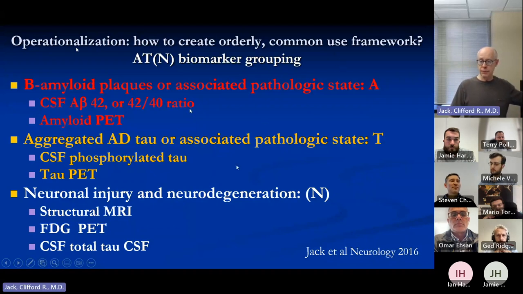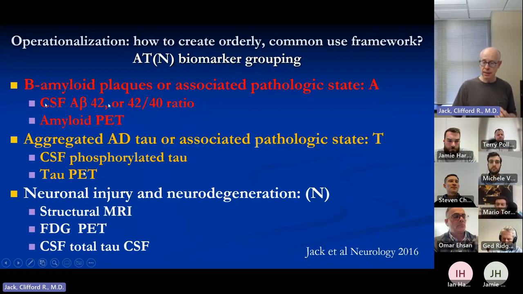So now if you divide biomarkers into biomarkers of A, i.e. biomarkers of plaques themselves or the associated pathophysiologic state that leads to the formation of amyloid plaques, you can see you have a CSF or a fluid-based biomarker as well as an imaging-based biomarker in this category. In the T or tauopathy category, similarly, the fluid-based biomarker CSF phosphorylated tau would be the biomarker of the pathophysiologic state that leads to the formation of neurofibrillary tangles and threads. Tau PET is the imaging-based biomarker that maps directly onto aggregated AD tau.